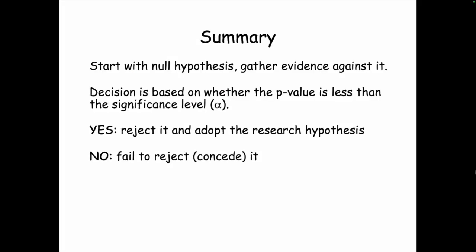To summarize, we start with the null hypothesis and then gather evidence against it. The process involves calculating a test statistic based on sample data, then comparing the p-value to our significance level. If the p-value is less than alpha, we reject the null hypothesis and conclude that the research hypothesis is a better model. Otherwise, we fail to reject it.